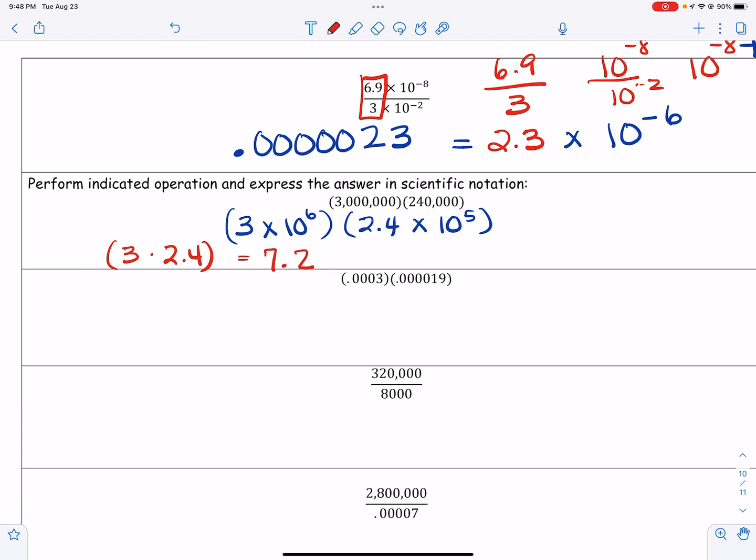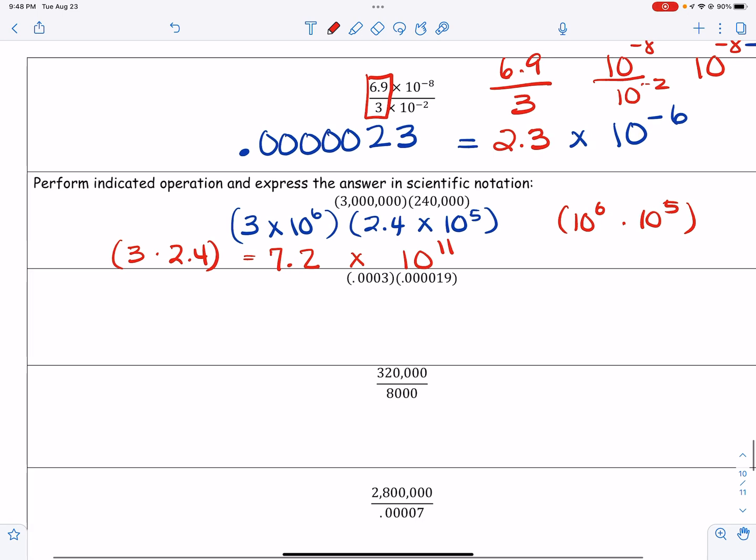7.2. And then we're going to take 10 to the 6 times 10 to the 5th by writing the base and adding those exponents. And that's all they want. They want it in scientific notation. So 7.2 times 10 to the 11th would be the correct answer.